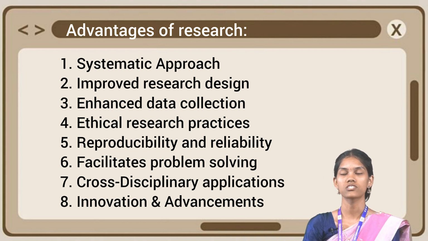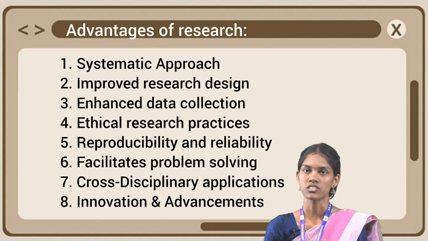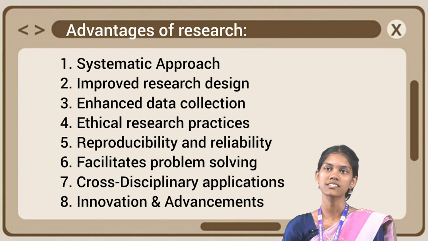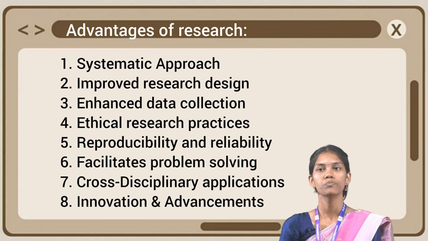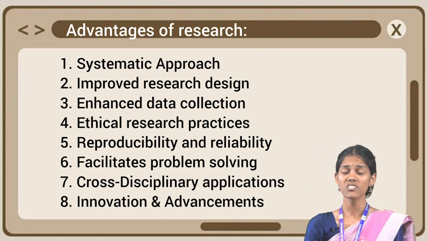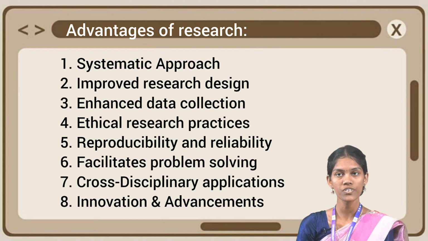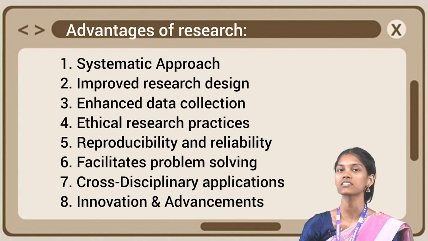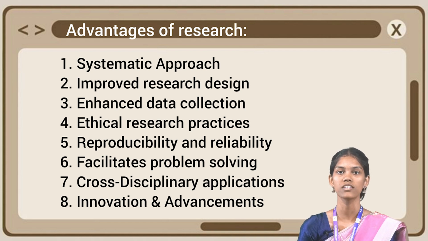A systematic approach is an organized and statistical approach towards the research. When a researcher does research with a systematic approach, it is one of the advantages. And next one is improved research design. When a researcher does research, improved research design is one of the advantages, because they can effectively take surveys, experiments and observations from the participants in the total population. So research design may improve in their research. So it is one of the advantages.